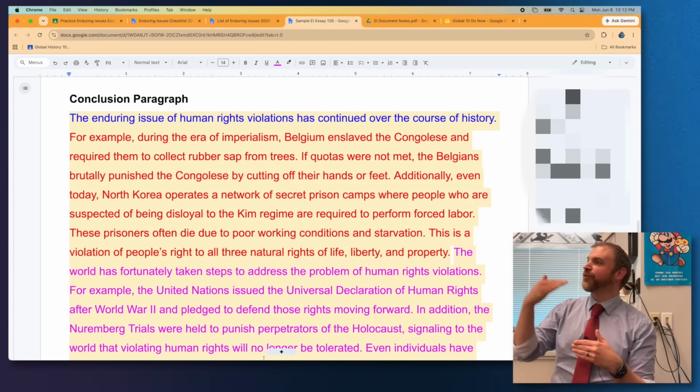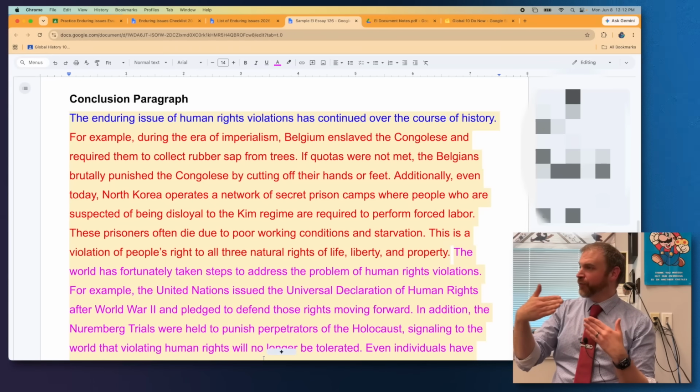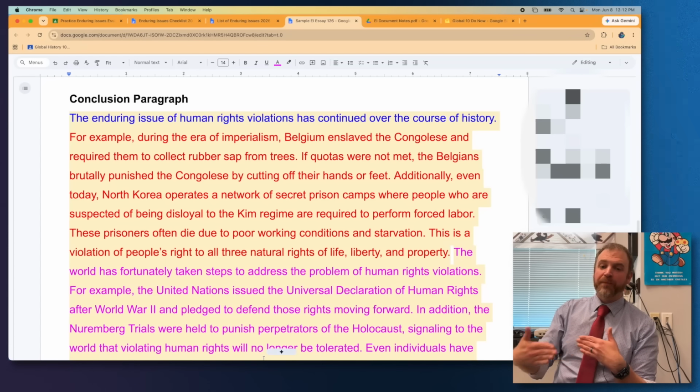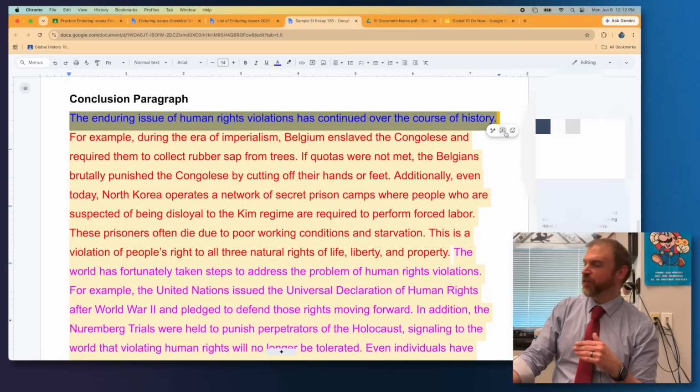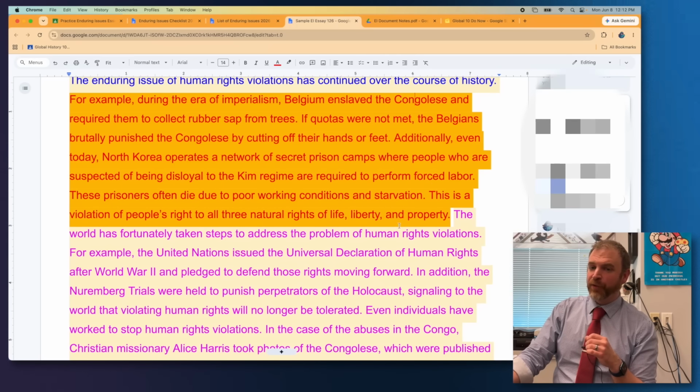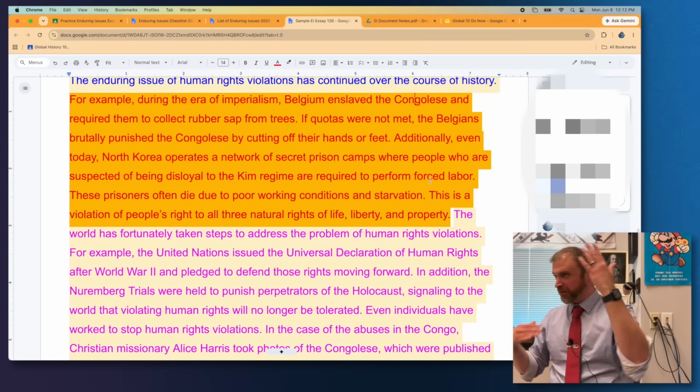It's where you try to bring the enduring issue to the present and also talk about things that the world has done to try to stop the problem. The enduring issue of human rights violations continues. Here in the red is where I try to do two things.